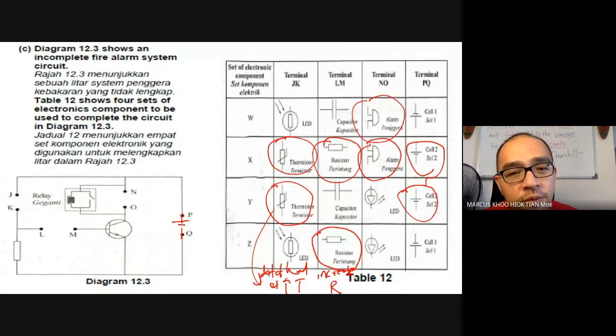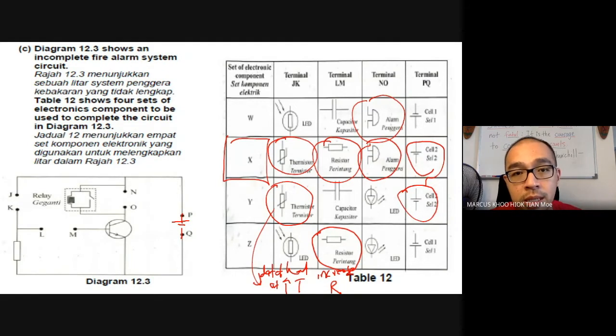All right. So first things first, whenever we answer a section B question or a question that has a table like this, always do the analysis first. Don't jump straight into the answer. Analyze first and you will see that obviously X is the one that fits everything. Because terminal JK is the thermistor, terminal LM is the resistor, terminal NO is the alarm, and terminal PQ is cell 2. That is the reason that we want.